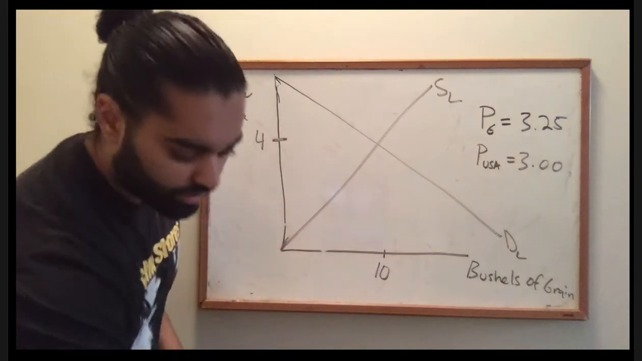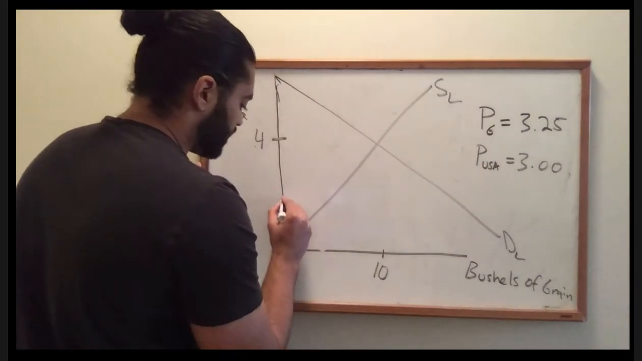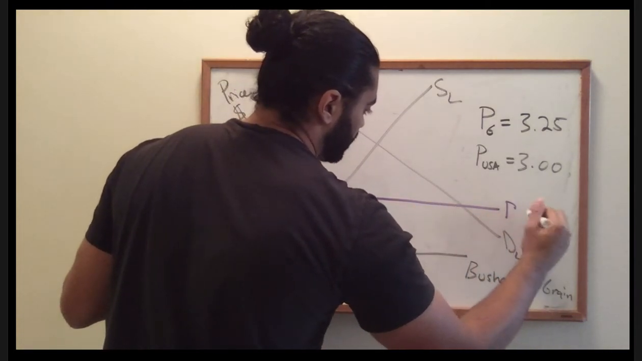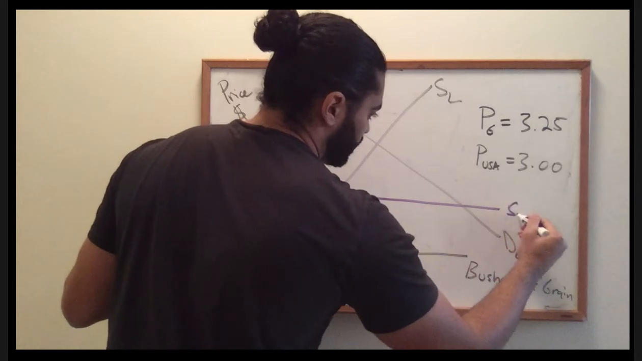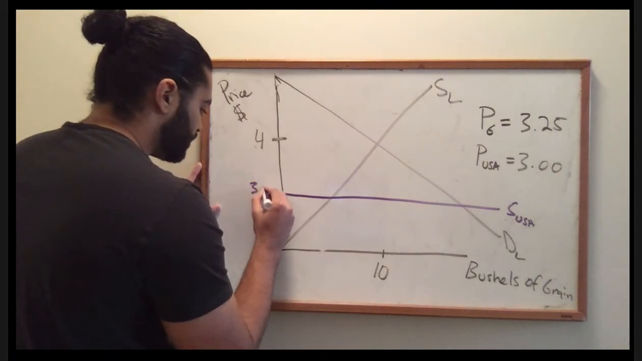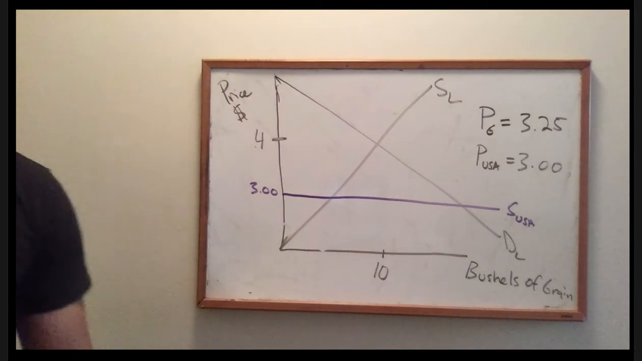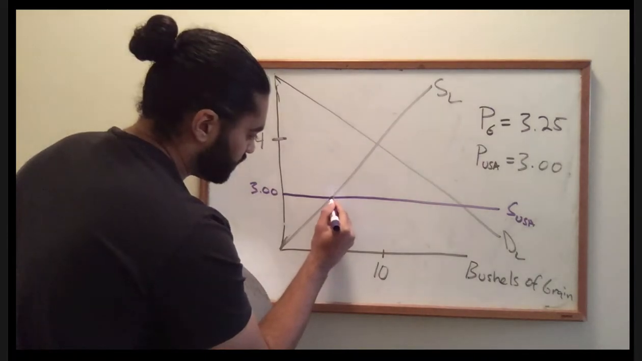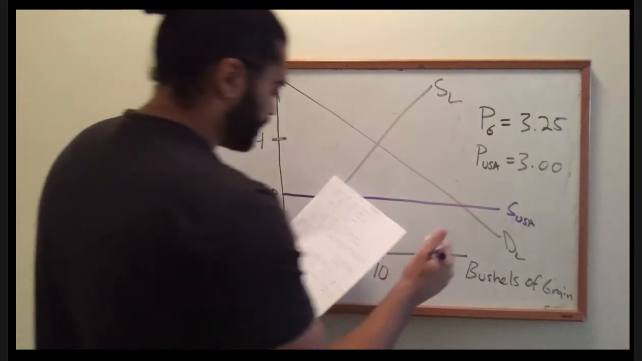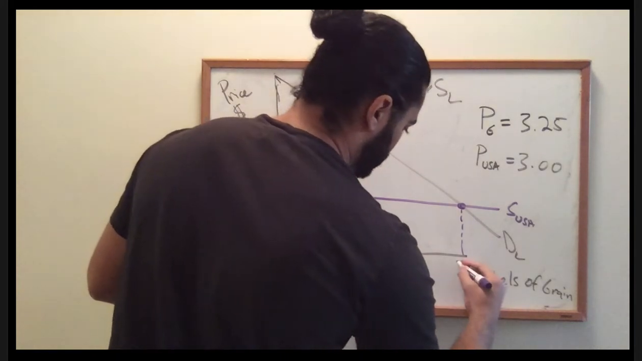So the first thing we're going to do, we're going to draw in the supply curve for the United States. So it's going to be perfectly elastic. So this should be the supply of USA. Now this price right here is $3. So at $3, this point right here is 1. Again, it's not drawn to scale. And then this point right here is 23.